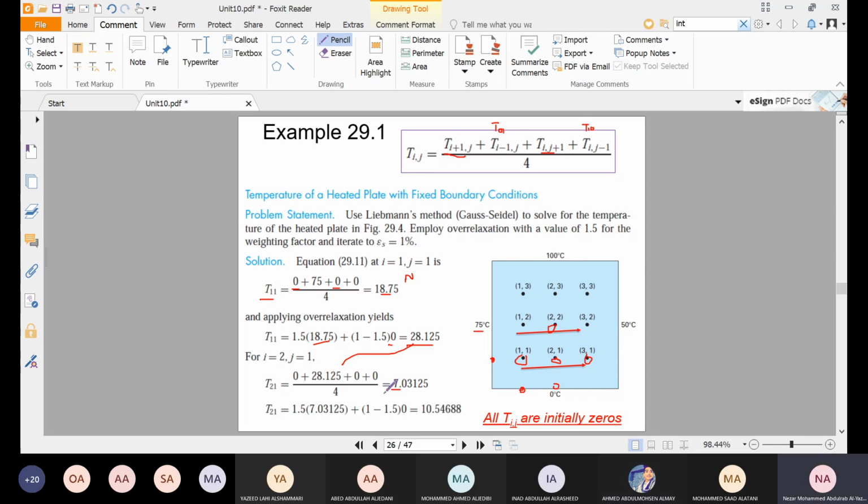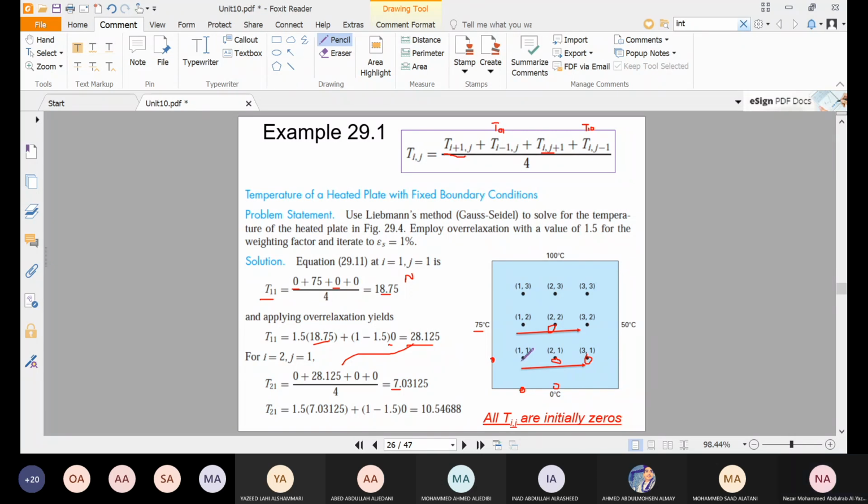Doctor? Yes. I'm confused. When can I consider it as 0, or when do I use the calculated value? I mean T11. If I want to calculate T21, should I consider T11 as 0, or do I use the T11 I calculated before? Yeah, the starting point is from here. You want to start from this one in the first iteration. You start from this node.